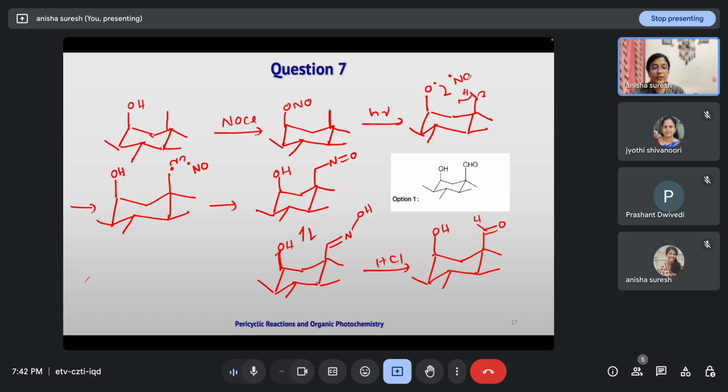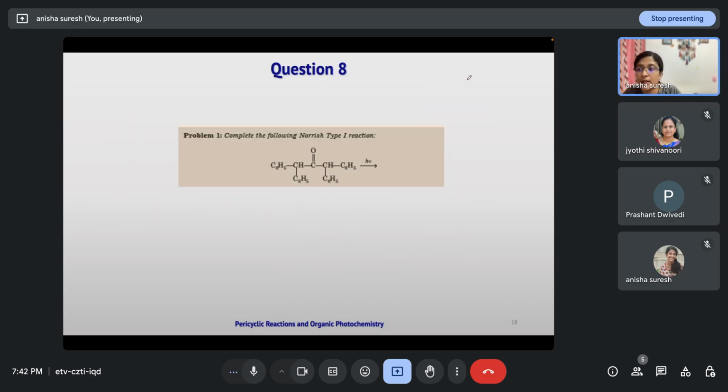Now coming to question number 8. Complete the following Norrish type 1 reaction. So we have a carbonyl compound here. It is undergoing a Norrish type 1 reaction. So in a Norrish type 1 reaction, what is the first step?